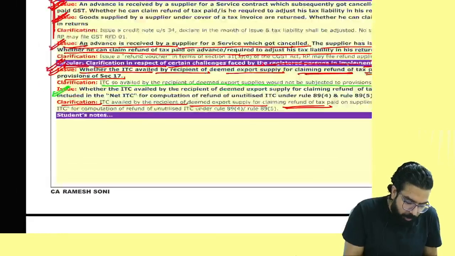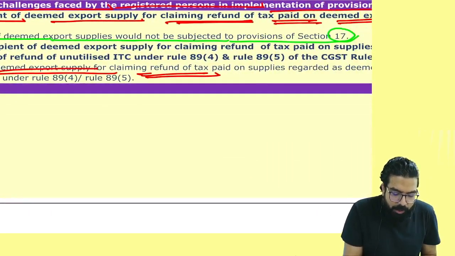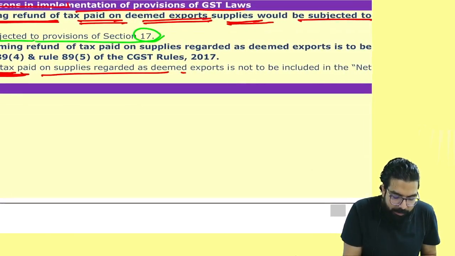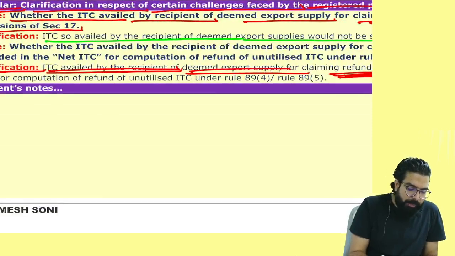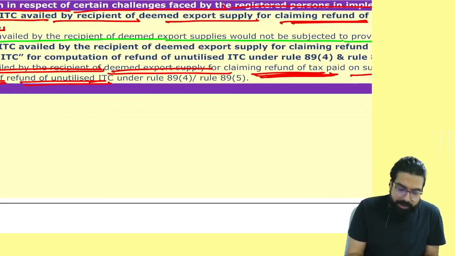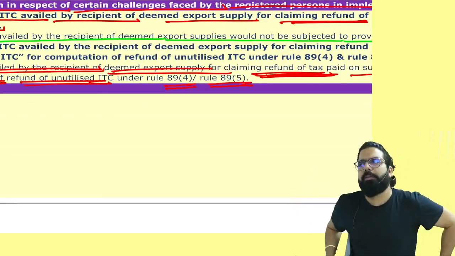Everyone over here, what does it say? ITC availed by the recipient of deemed export supply for claiming refund of tax paid on supplies which are regarded as deemed export is not included in the net ITC for computation of refund of unutilized ITC under Rule 89(4) and 89(5). I will tell you simply.